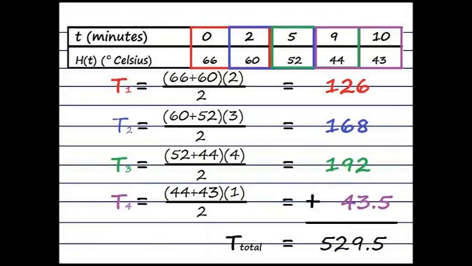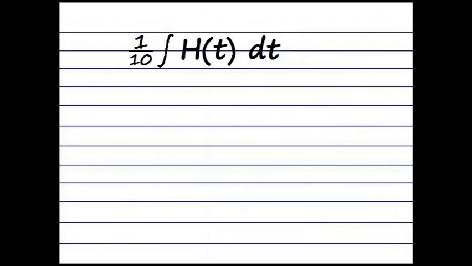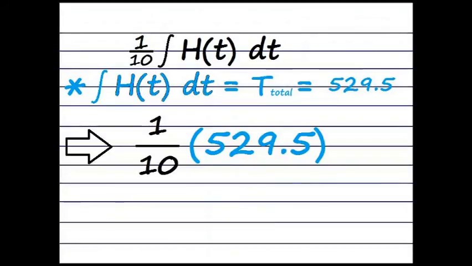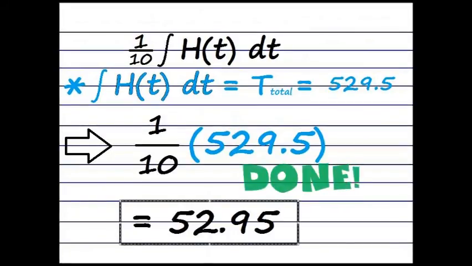When added together, they equal 529.5. After adding up the trapezoidal sums, you divide by 10 to find the average value of the temperature of the tea in degrees Celsius from time t equals 0 to t equals 10. 529.5 divided by 10 equals 52.95.